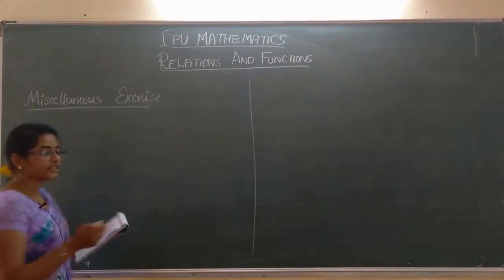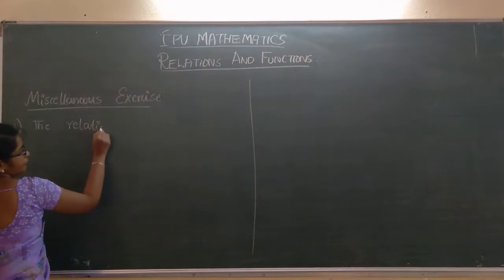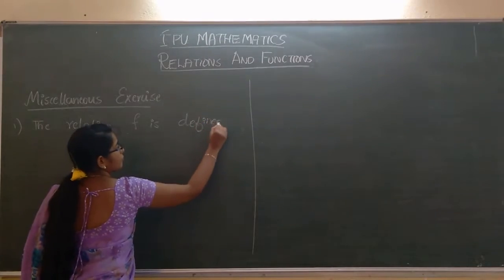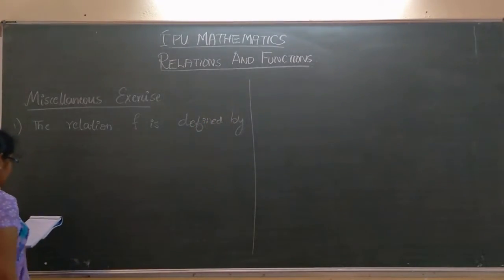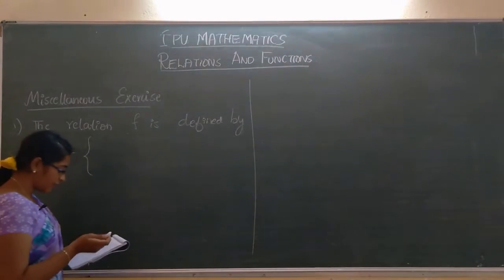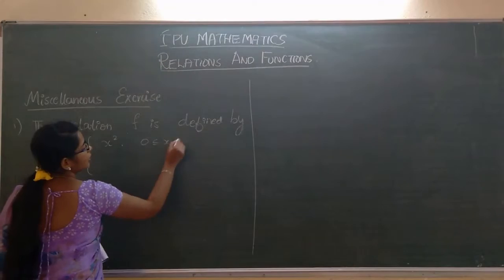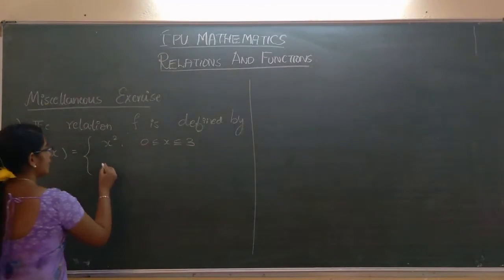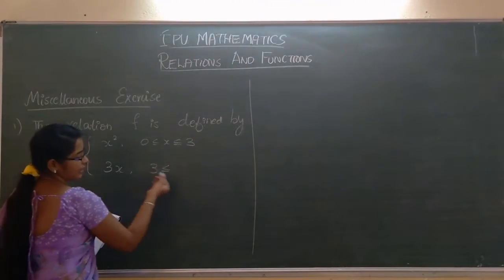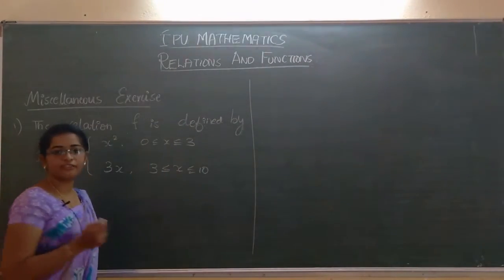The relation f is defined by f of x is equal to x square, 0 less than or equal to x less than or equal to 3, and f of x is equal to 3x if x lies between 3 less than or equal to x less than or equal to 10. This is how the relation f is defined.